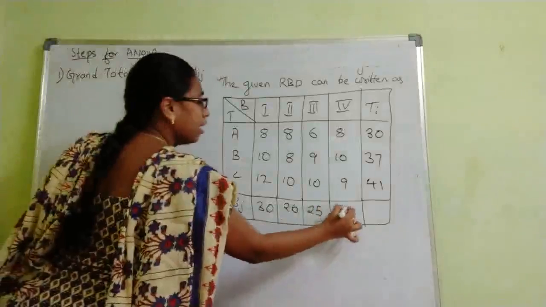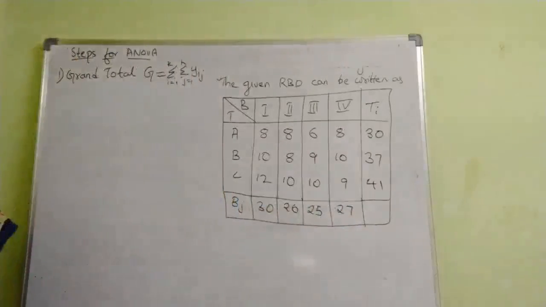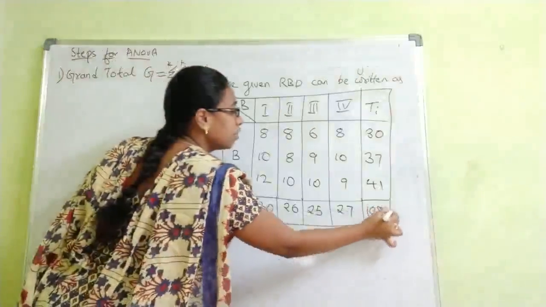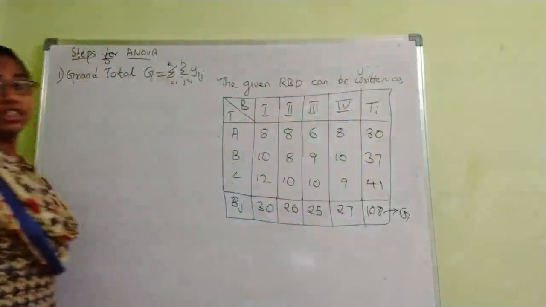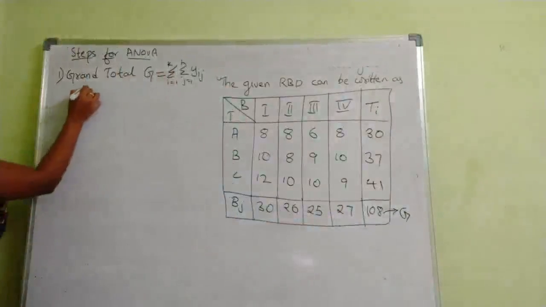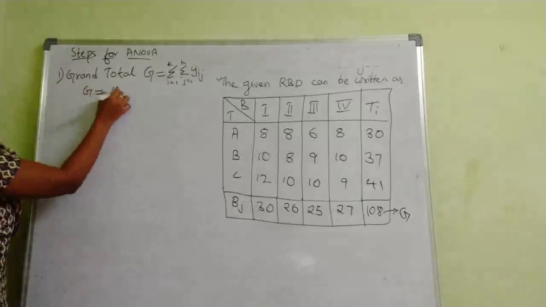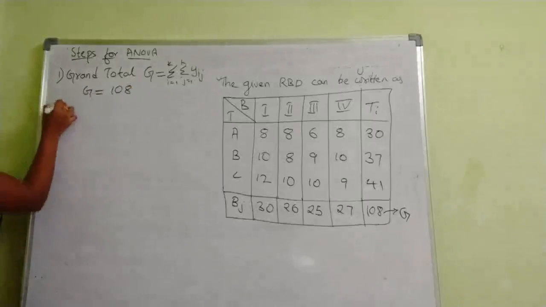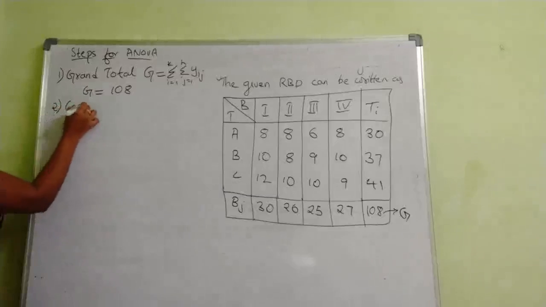So by adding all the treatment values, that is 30 plus 37 plus 41, it is 108. And similarly 30 plus 26 plus 25 plus 27 is also 108. So this 108 is nothing but the grand total G value. So therefore G is equal to 108. After getting the G value, our next step is finding the correction factor.